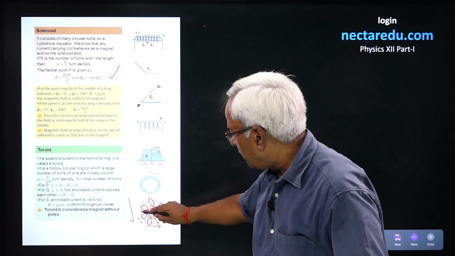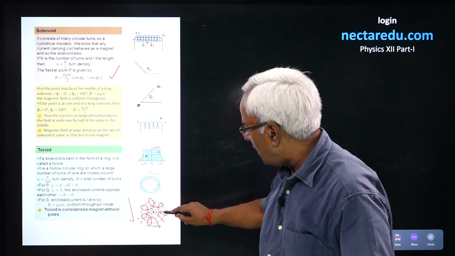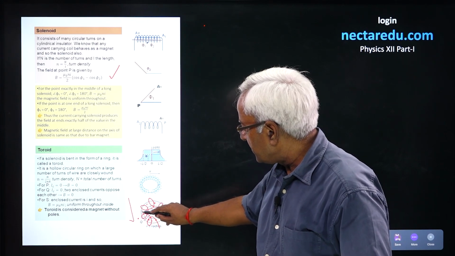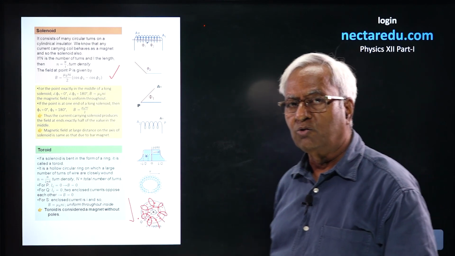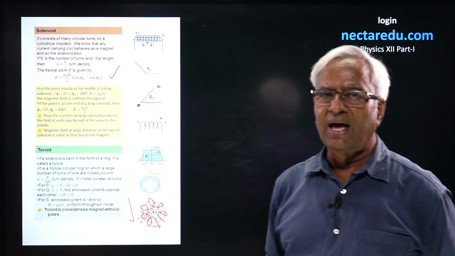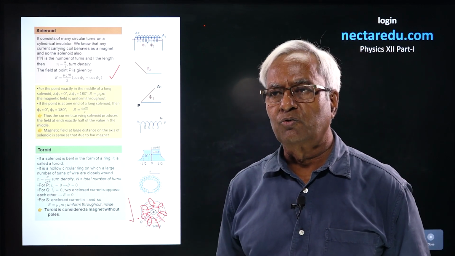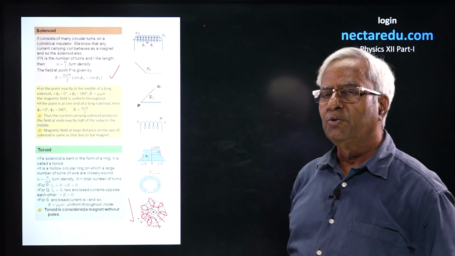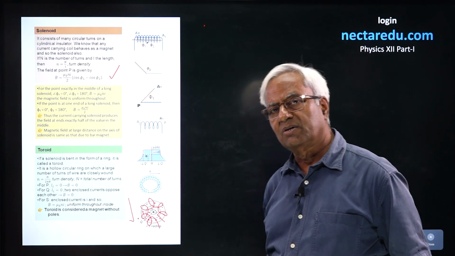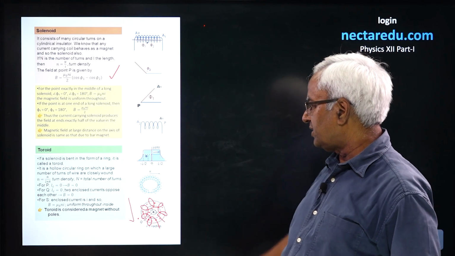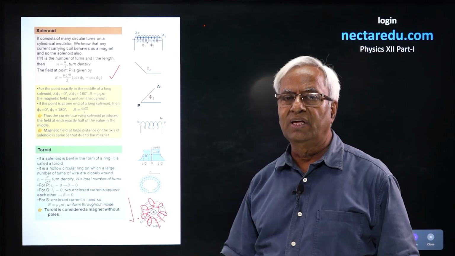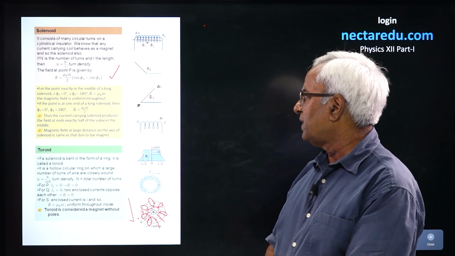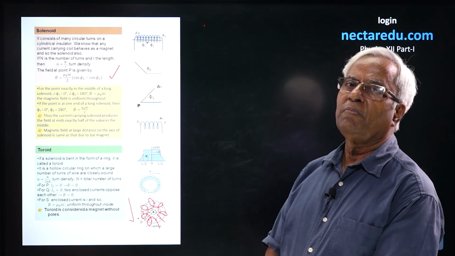The field will be produced only within this solenoid throughout, and this is very interesting. It is said to be a magnet without any pole. A toroid will have a magnetic field uniform throughout inside, but there will be no separation or bifurcation of poles. That's why it is said that every toroid is a magnet without any pole.